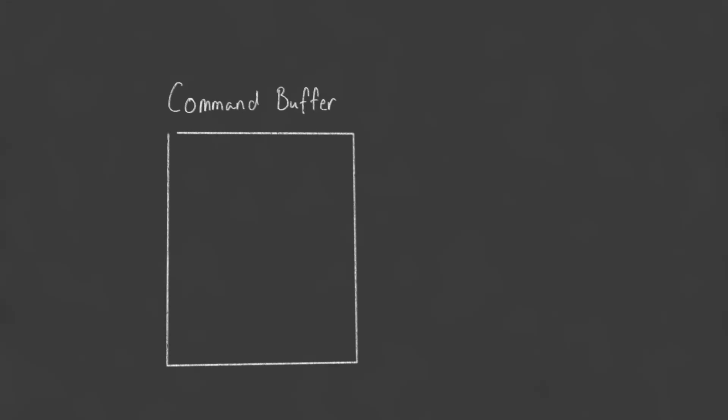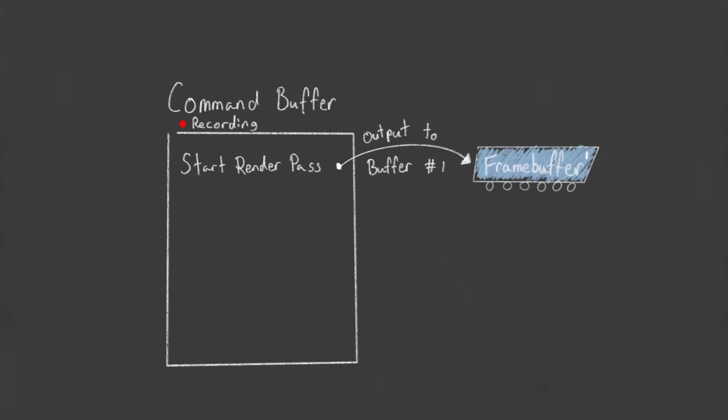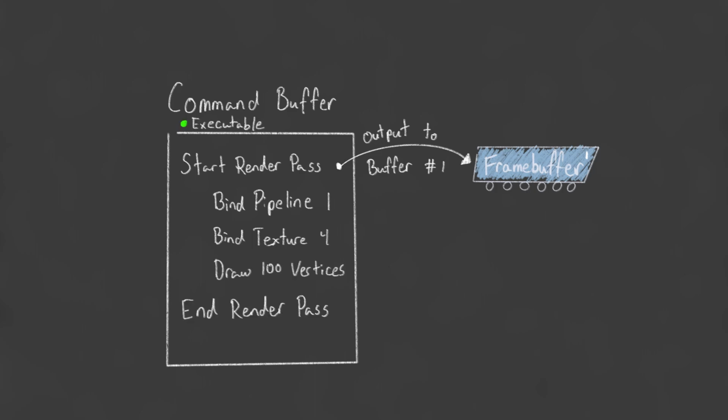In Vulkan, we are not able to execute commands directly with function calls. We are first required to record them to a command buffer, and then submit the buffer to a device queue to be executed. While this may seem a bit tedious, it has significant advantages over older graphics APIs.